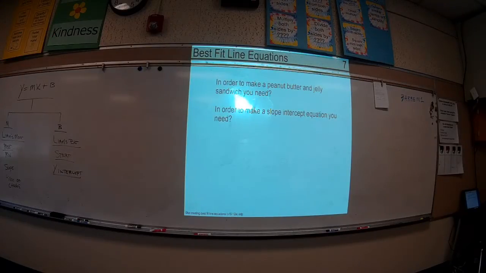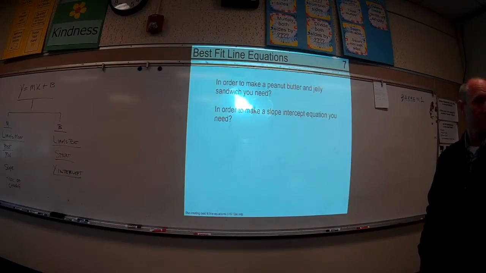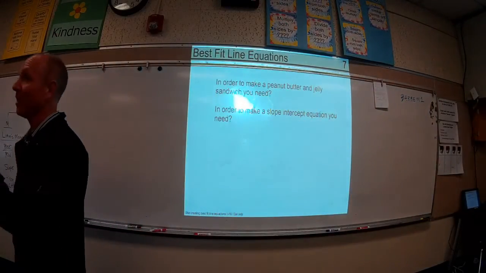What two things does it take to make a peanut butter and jelly sandwich? A ham and cheese sandwich? A Bobo and James sandwich? Good. What two things does it take to make a slope-intercept sandwich? Y-intercept and slope. Good. What two things does it take to make a slope-intercept equation? Y-intercept and slope. There we go. In order to make a slope-intercept equation, we need two things. We need the slope and the y-intercept.